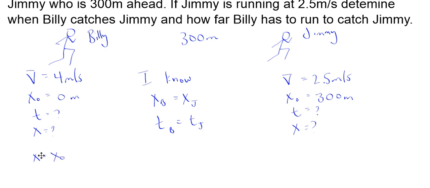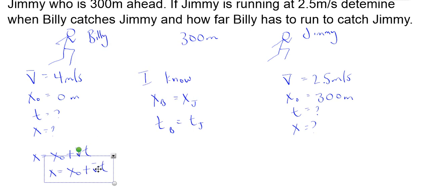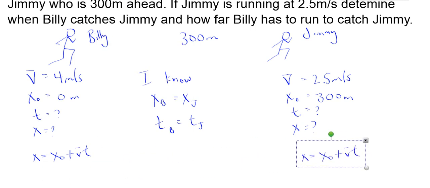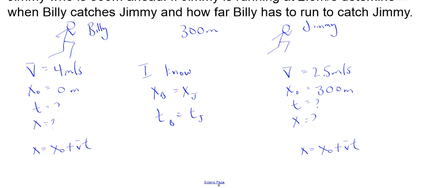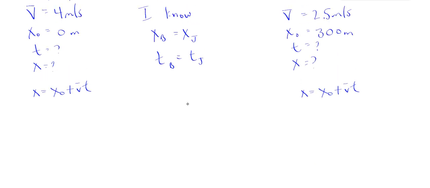this formula. And in fact, it's the same formula for Jimmy. Now, it might not be. If he has an acceleration, we'd have a different formula, but I'm starting off with the basics. So I know that the equation is the same for both of them. I also know that the x position is the same for both of them. So I'm going to say that x for Billy equals x for Jimmy.